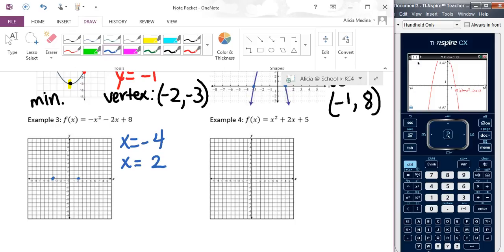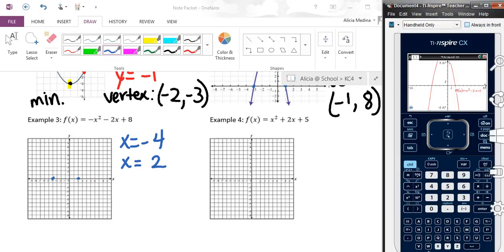Our y-intercept, we kind of can't see that as well as our vertex, but it does look like it's going to be a maximum. So in order to find the max, we have to click menu. We want to do analyze graph, and then we're going to go down to where it says maximum.